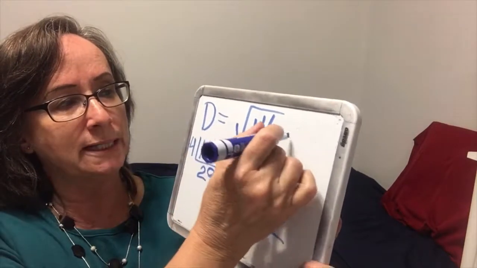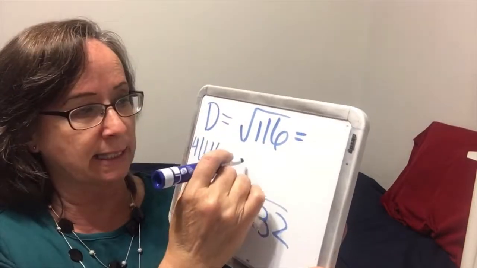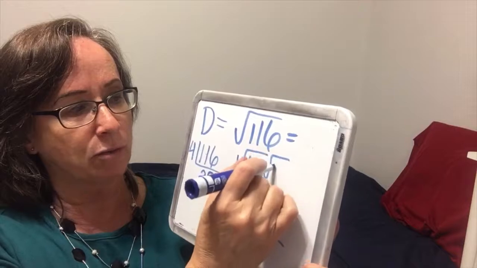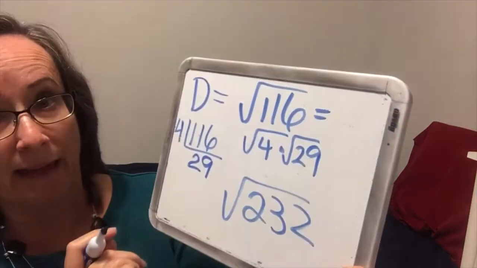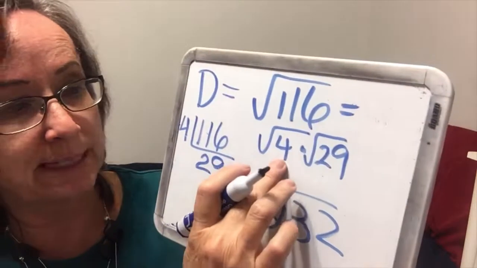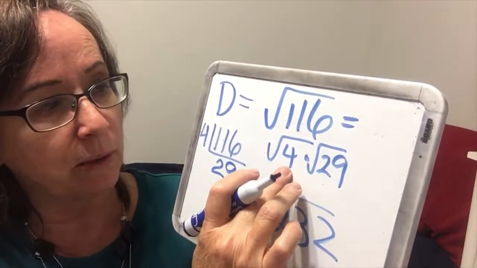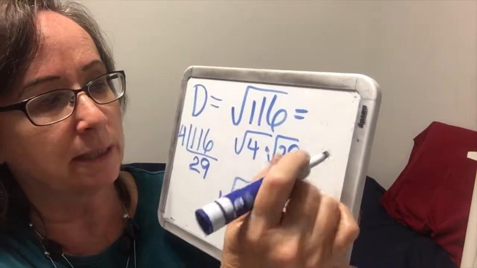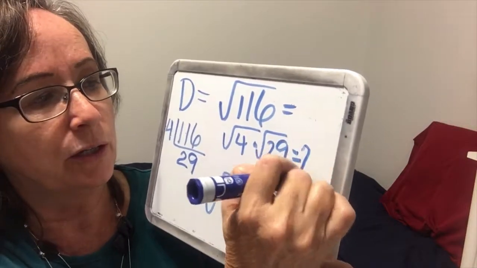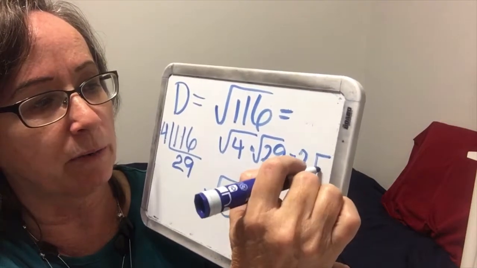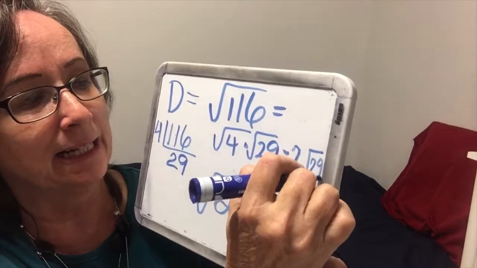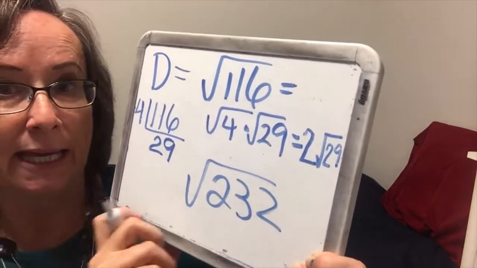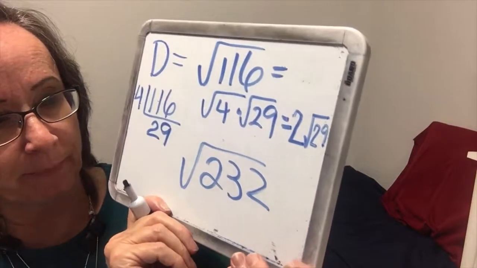So I would take the square root of 116 and break it into the product of two square roots, like that. And then I would say, well, the square root of 4 is 2. So my final simplification would be 2 onto the square root of 29. Barely fits, but 2 times the square root of 29 is that one simplified.